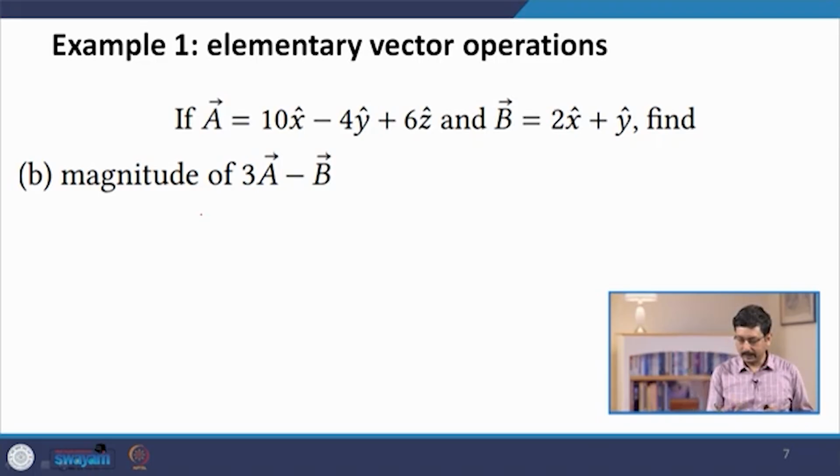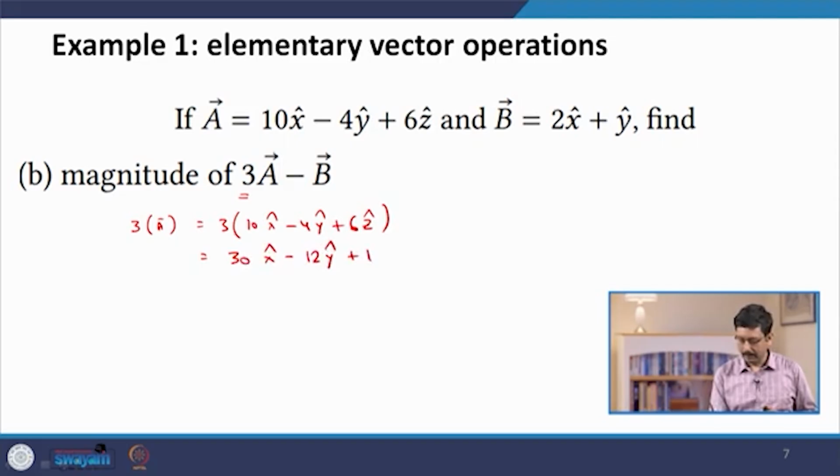Next part: we have to calculate the magnitude of 3A minus B. Let us do it step by step. A is given, so first, what is 3A? 3 is just a number, a scalar. When we multiply a scalar with a vector, it does not change the direction of the vector, it just changes the magnitude. So, 3 times A is 3 times 10 x hat minus 4 y hat plus 6 z hat. So, this is 30 x hat minus 12 y hat plus 18 z hat.